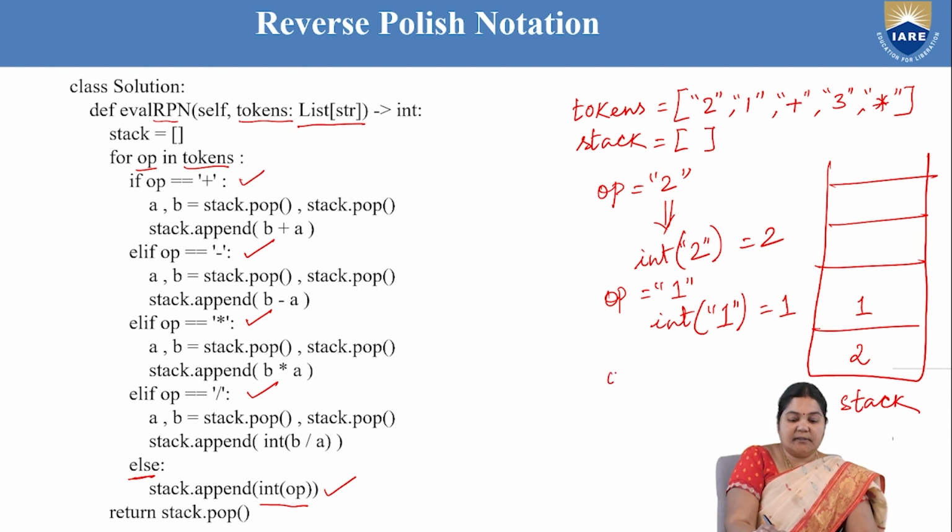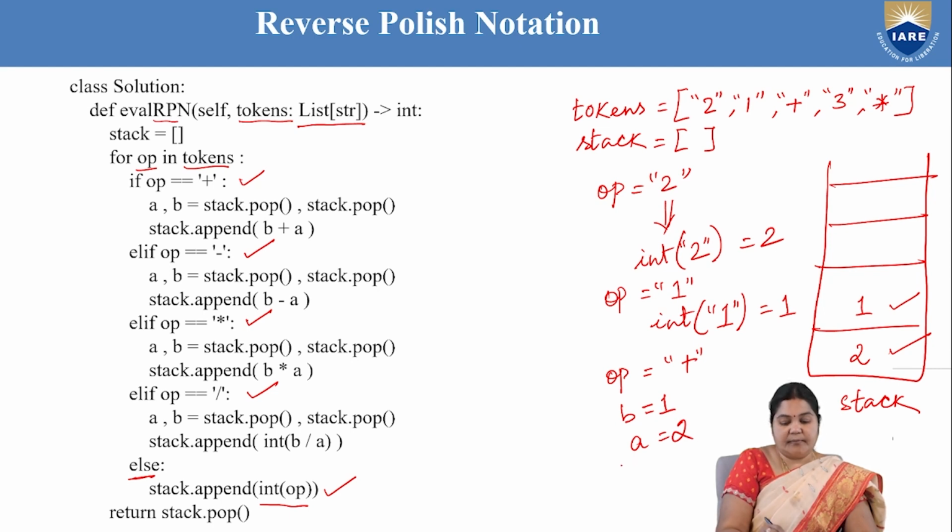Next symbol we have is a plus operator. If it is a plus operator, what you have to do? The top 2 symbols you have to pop. Suppose 1 I have popped and stored into a variable b. The second one I am popping and storing into a variable a.